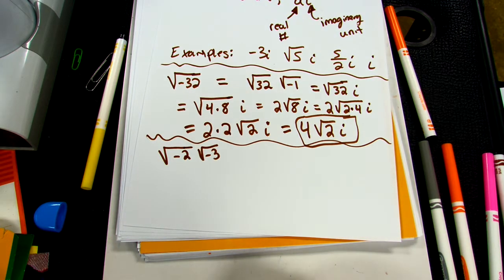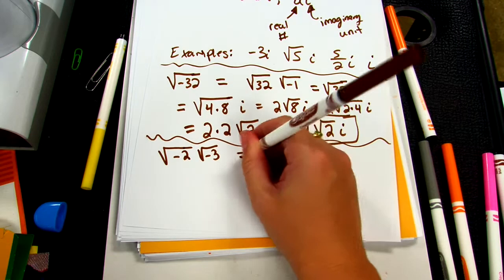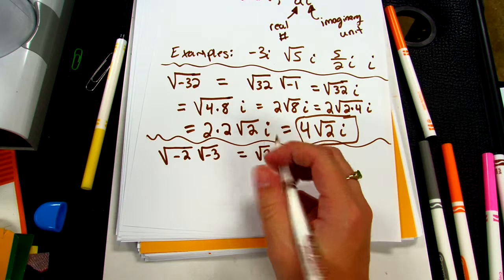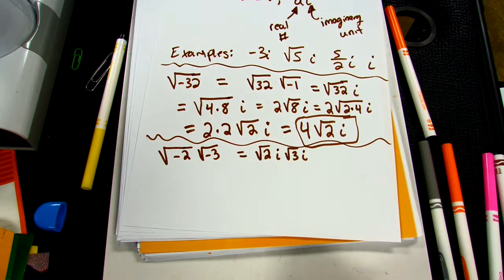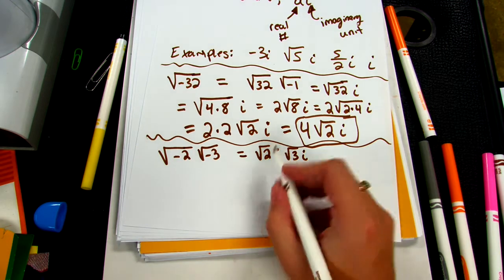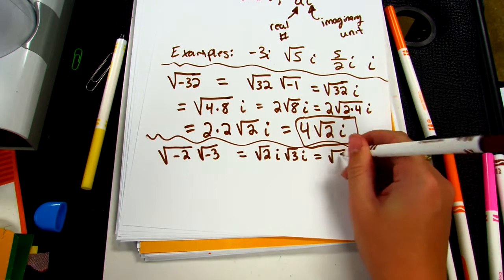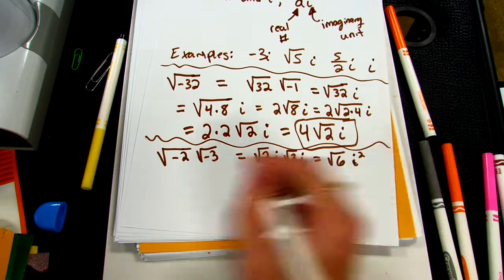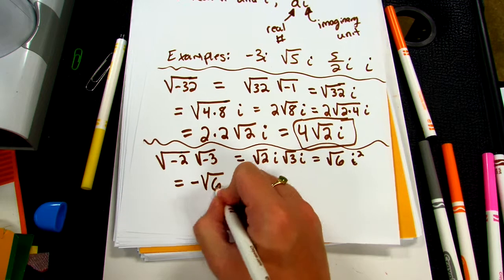So you first have to replace them with your imaginary unit. So the square root of negative 2 will be rewritten as the square root of 2 i. And the square root of negative 3 will be rewritten as the square root of 3 i. Okay? So once you have that done, then you can multiply your radicals. The square root of 2 times the square root of 3 is the square root of 6. But then i times i is i squared. And remember, i squared is negative 1, so you have negative square root of 6.